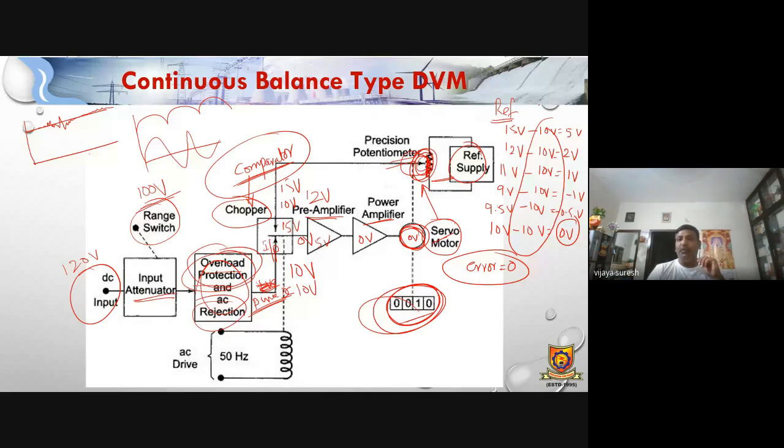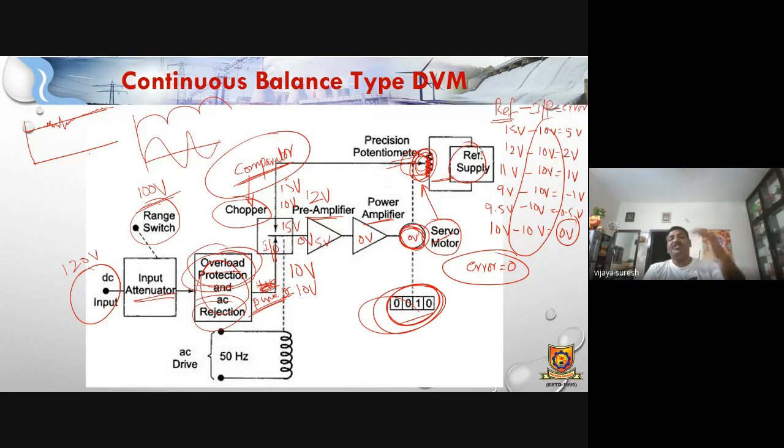This is the input voltage, which always changes. This is the error. So reference minus input is equal to error. Reference minus input is equal to error. So the reference voltage we are changing. The reference voltage changing is done by the servo motor.